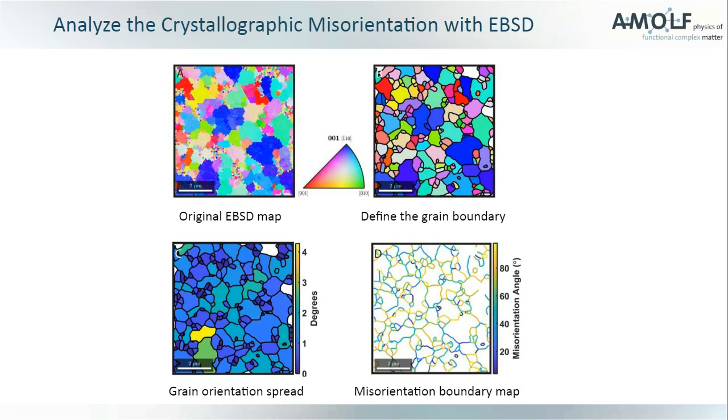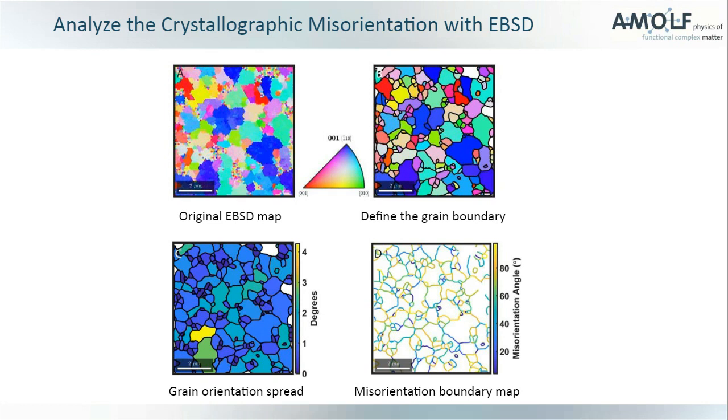EBSD. So in the first figure, you can see this is the original EBSD map. This is a MAPI film. It's made by spin coating, and it's very stable. And you can see we can get almost the signals from everywhere. And then we can define the grain boundaries by calculating the misorientation between two grains.